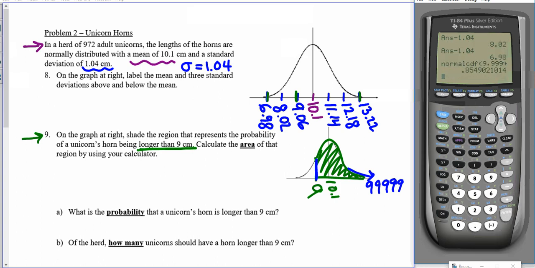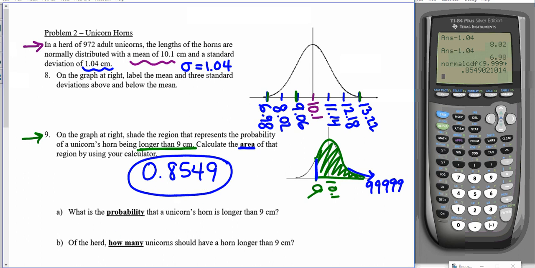So my area I get is 0.85, and that seems reasonable. I said I thought it might be about a 0.8 or a 0.9. 0.8549. And it asked for the area, so that's exactly the number I want to keep. My area always has to be a number between 0 and 1. All right, so what is the probability? Well, the probability is the exact same thing as the area. The number between 0 and 1.